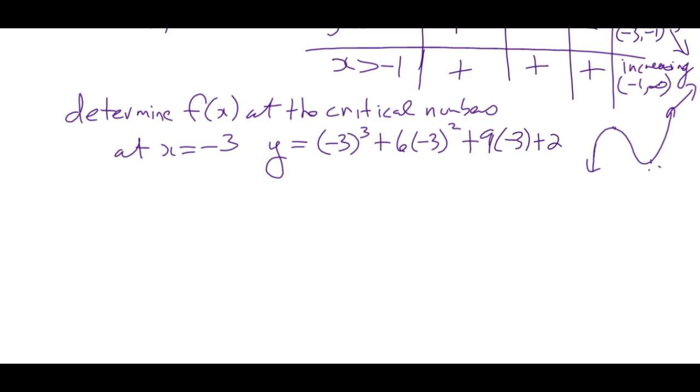Okay, so we just have to work that out. -27 plus 54 minus 27 plus 2. So these guys balance, they take each other out, and we just get 2. Right? It's as if it was designed that way to be.